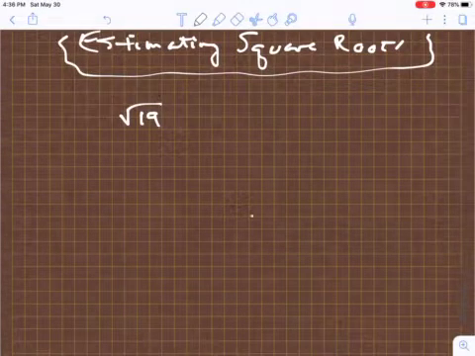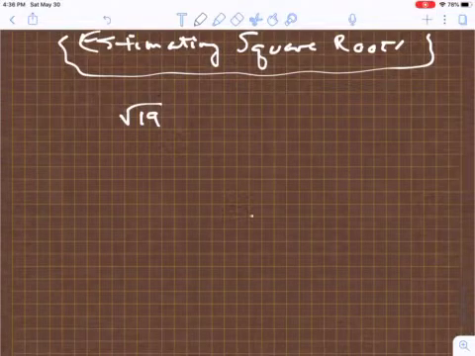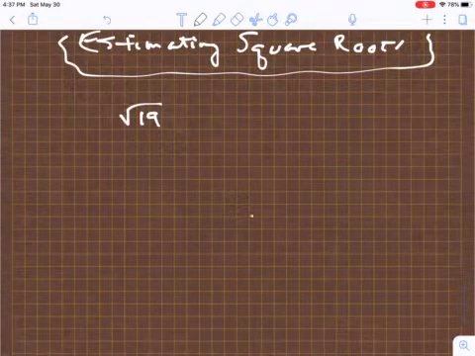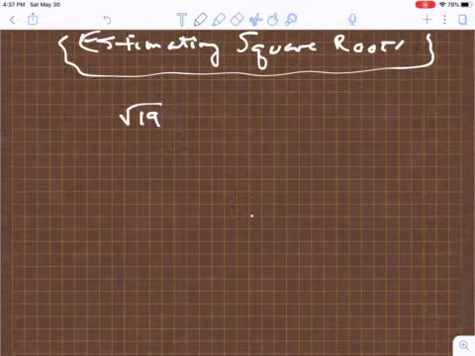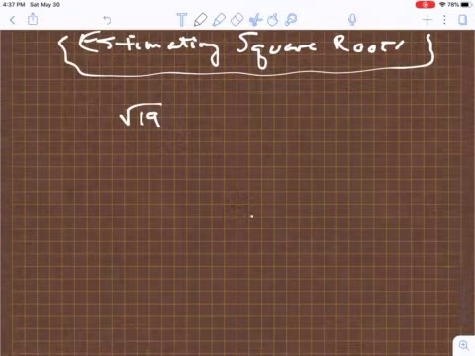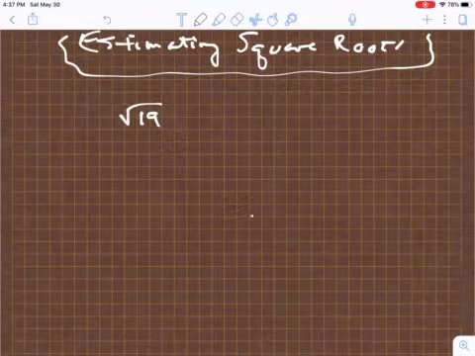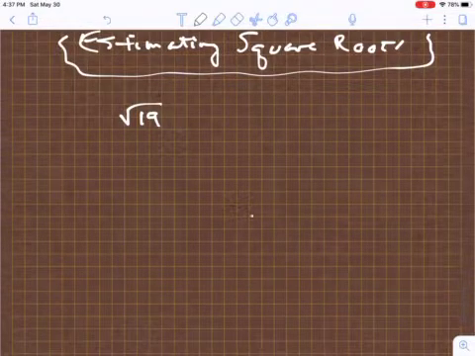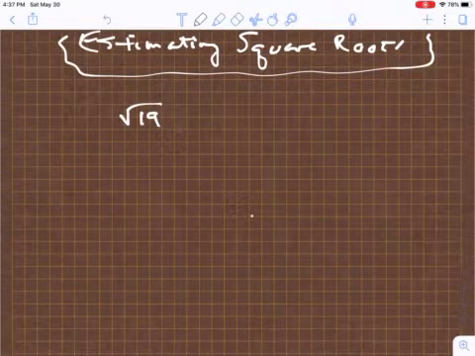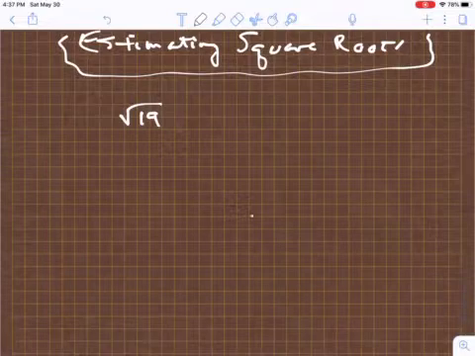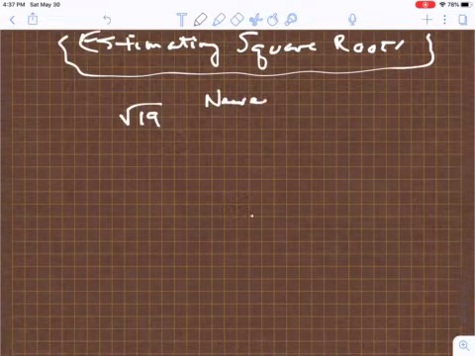Okay, now with square roots, we have actually talked about this in the approximating square roots video. I covered this, but I didn't go into it in huge detail, so I'm going to cover it in a little more detail, and I didn't specifically call it estimating square roots. What estimating square roots is, sometimes they'll say, here's a square root of 19, estimate it to the nearest integer.